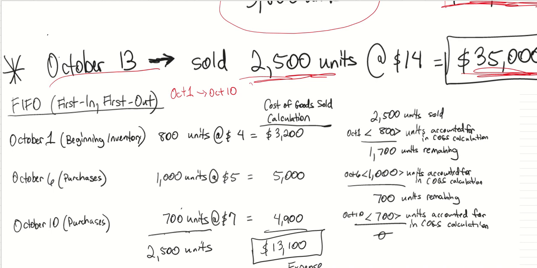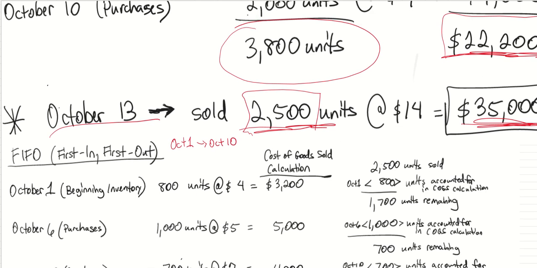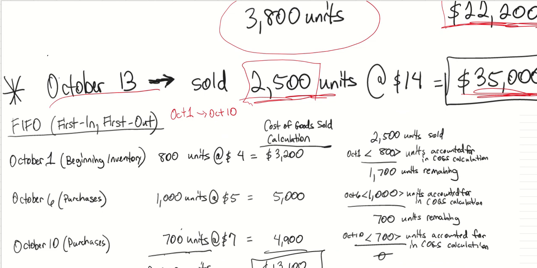So 2,500 units were sold. This means that we need to include all 2,500 units in the cost of goods sold calculation, which is the expense that we're going to recognize. So on October 1st, the beginning inventory, if I scroll up here, I'm going to do a lot of scrolling up and down, you see that we have 800 units sitting in October 1st inventory. We're going to take all 800 units and include them in the cost of goods sold calculation. So that's where you see 800 units at $4 apiece. That's going to give you $3,200.